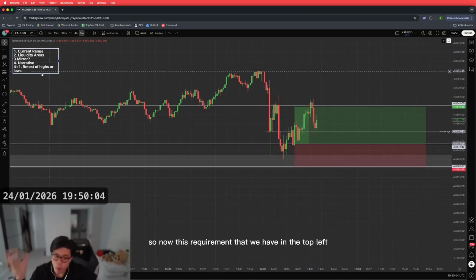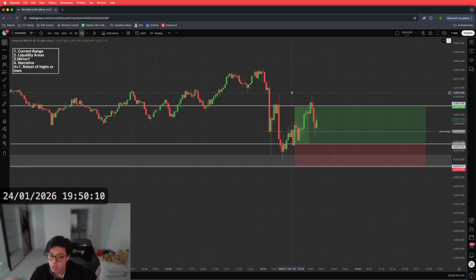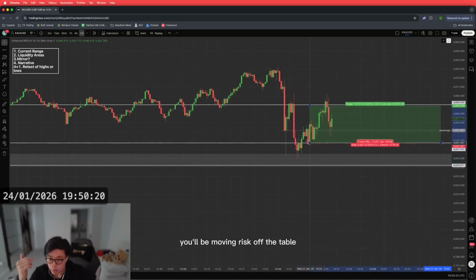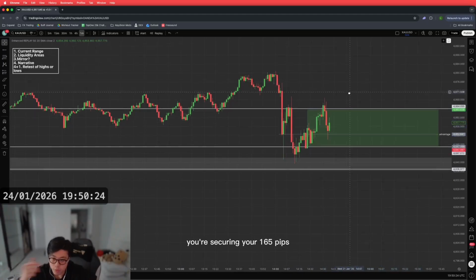So now this requirement that we have in the top left, the current range, the liquidity area, the mirrors, the narrative, and the retest of the highs and lows all made sense. Now, this is a textbook trade position. Price action goes advantage point. You're looking at risk off the table. So you're looking at original is a 1.63 risk reward. You'll be moving risk off the table. Price action now pushes up. You're securing your 165 pips.